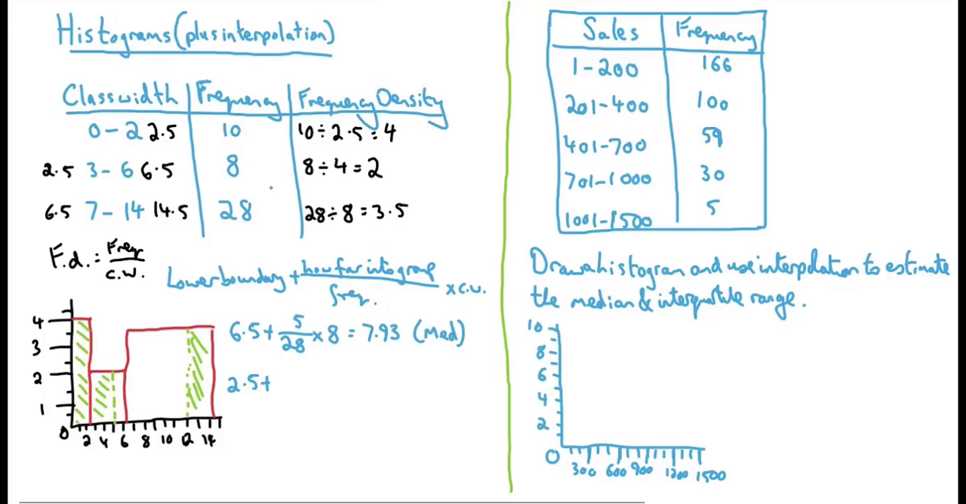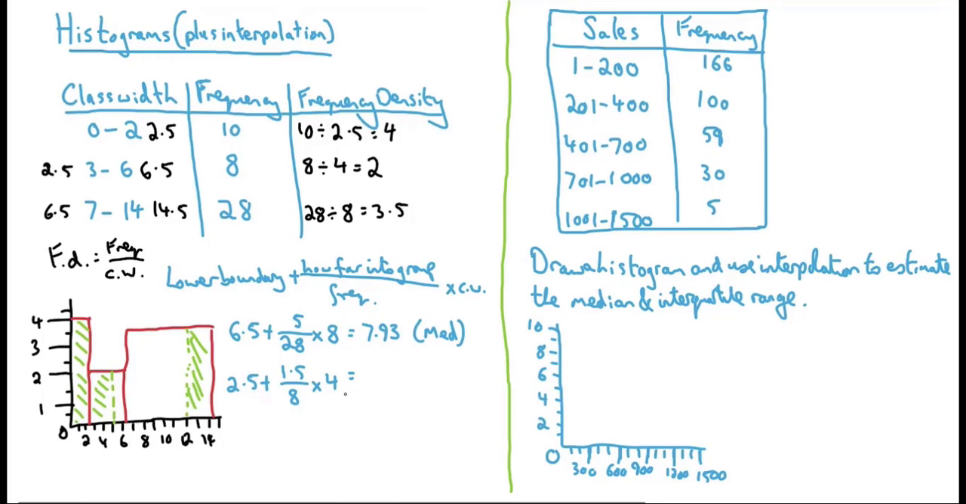So to get to 11.5, we're going to need to add 1.5. And that's over the class width, the frequency of 8, and you'll times that by the class width of 4. That in turn is going to get you 3.25. Yeah, that's for your lower quartile.